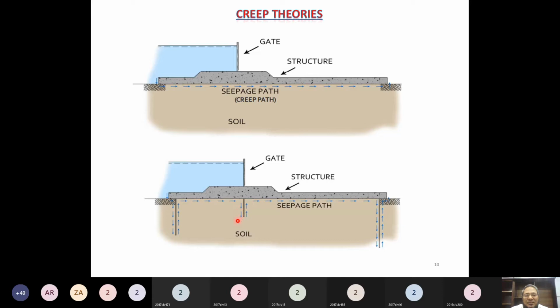Then it will move downward adjacent to the next sheet pile, and then move upward, and then move exactly under the floor, and then it will move vertically downward along the downstream sheet pile, and then vertically upward along the downstream sheet pile, and finally it will emerge on the surface. So this is the concept given by the creep theories.